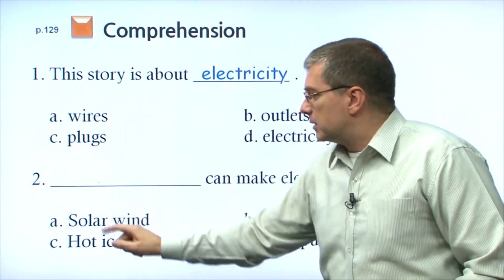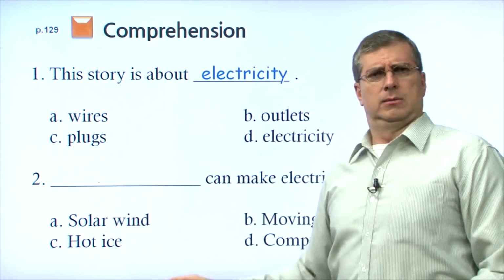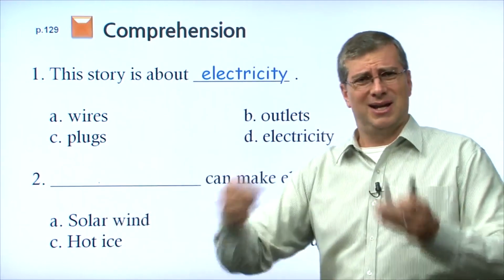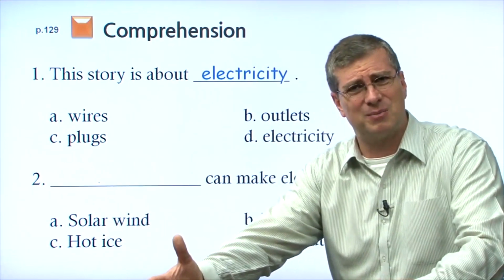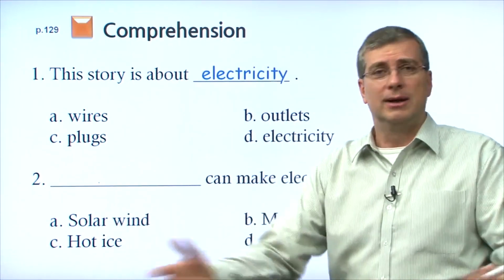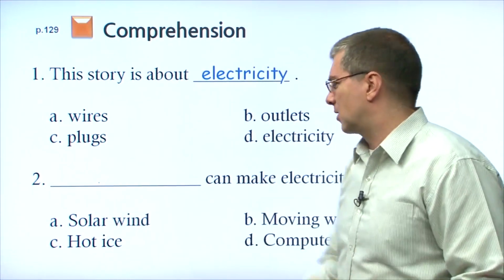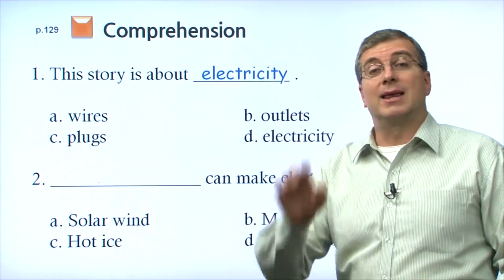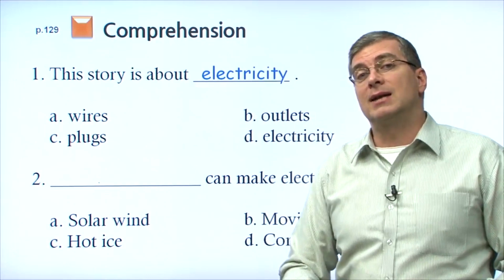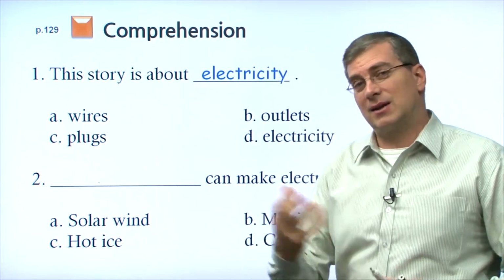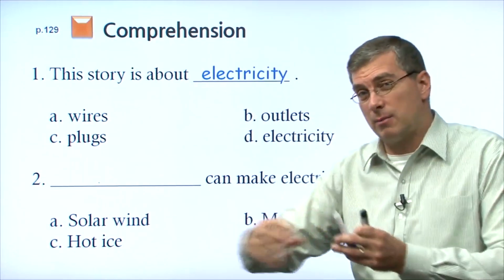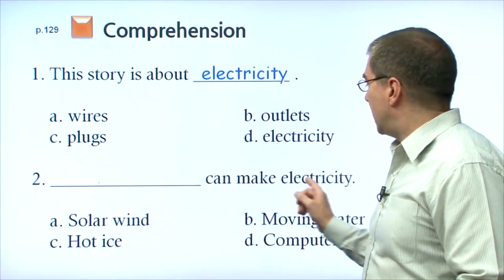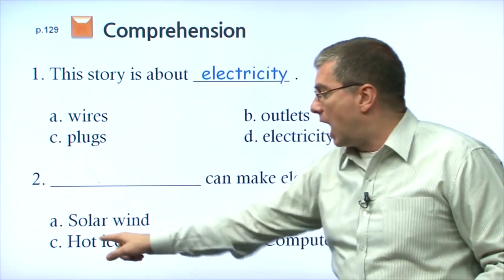A, solar wind. Solar wind? Solar, of course, is from the sun, right? Is there wind from the sun in outer space? There's no wind. There's no air. There can't be any wind. So that's not correct. Moving water. Hey, we talked about that. That was one of the ways that we can get electricity. In fact, I think that was the first one, right? Because I was talking about motion, something moving. So moving water can make electricity. That's our answer.